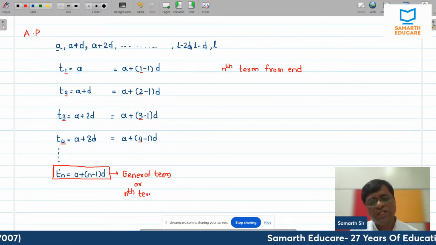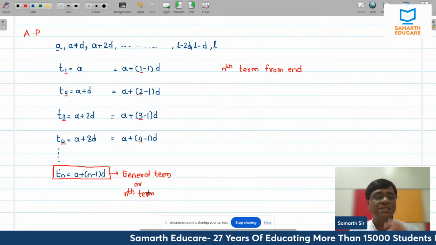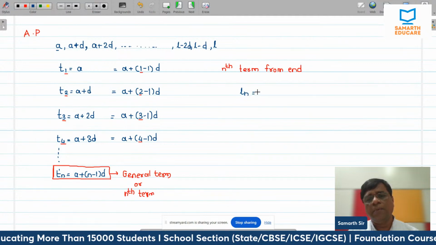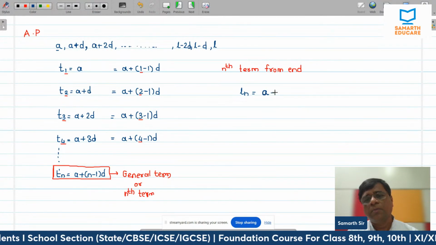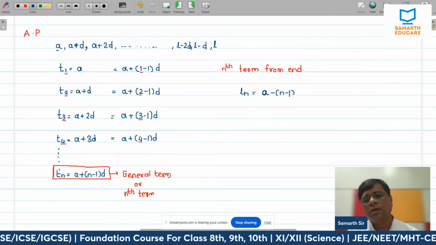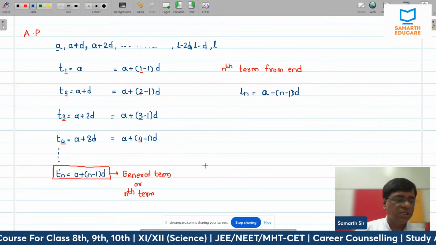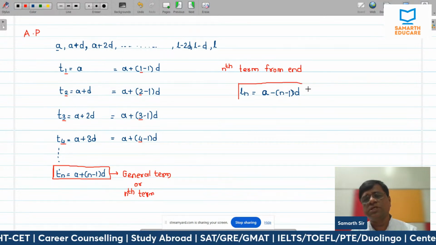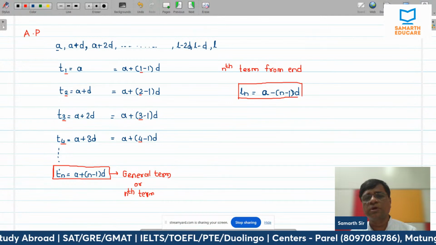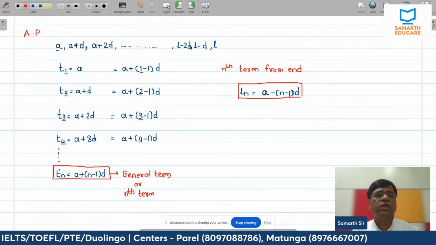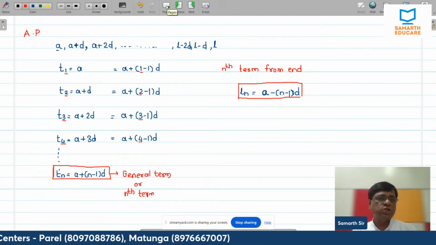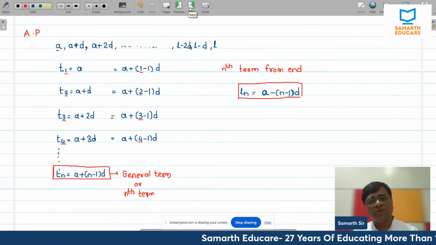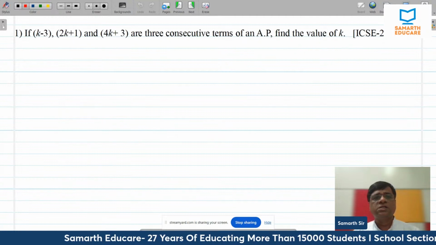Now, if they ask the nth term from the end, this is only for ICSE, not for anyone else. Then the nth term from the end, let's say the last term is L, is given by L minus n minus 1 d. So just like here we are going plus, here it will be minus. This is the nth term from the end. Very few concepts are there. Half the chapter is done with these concepts. Besides this, if any additional things are needed, I have kept them for when the questions are going to be discussed. Apart from this, there is really only one concept, that is the sum of n terms.